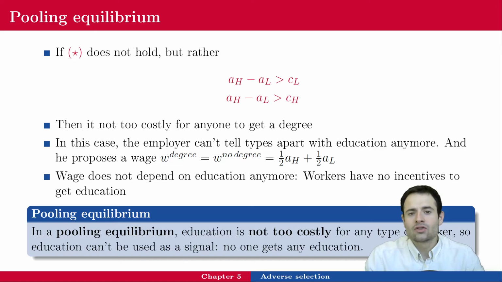And you can apply that to other instances. Think about warranties, for instance. If every product comes with a warranty, then maybe the warranty is not that costly to obtain. And so maybe some crappy goods, crappy products, also have a warranty. So the warranty will not be a signal of quality anymore.